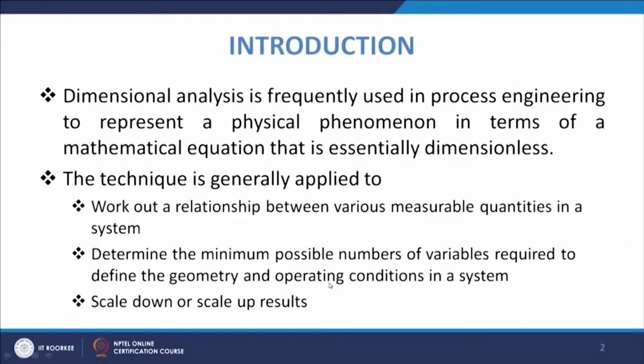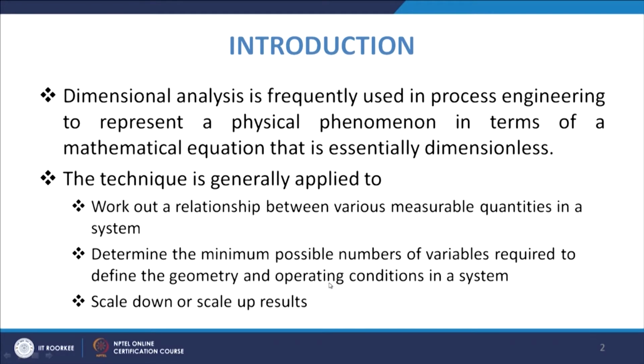What I mean to say is that we normally try to convert these equations into an essentially dimensionless form. Now, this technique is generally applied to work out a relationship between the various measurable quantities in a system. For any system, one variable will be represented in terms of other variables. You determine the minimum possible number of variables required to define the geometry and operating conditions of the system, and then you go for scaling down or scaling up of the system.